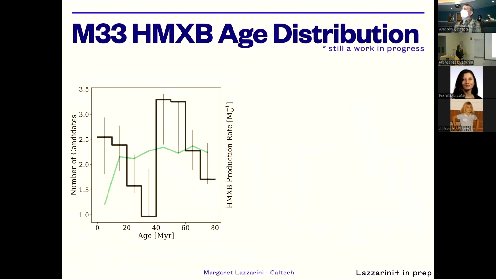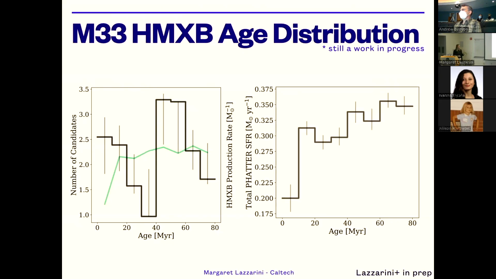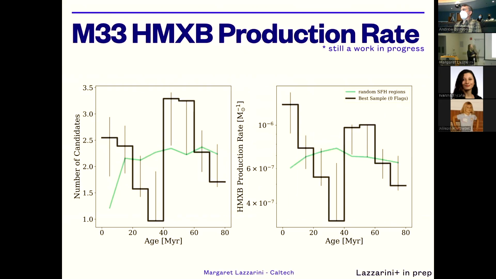I've done the same analysis now in M33. It's still a work in progress, so this paper is still in prep. But I'm feeling we've pretty much solidified the sample now. And so you can see this age distribution that we get out for M33. It looks a little bit different. Instead of one peak, it's a more bimodal distribution with a peak in the younger 0 to 10 million year range, and then another peak at the 40 to 60 million year bin. And then when we again combine it with the star formation history, we back out an HMXB production rate over time.